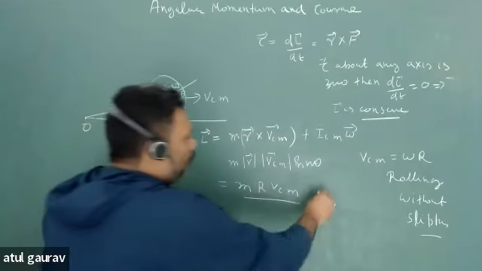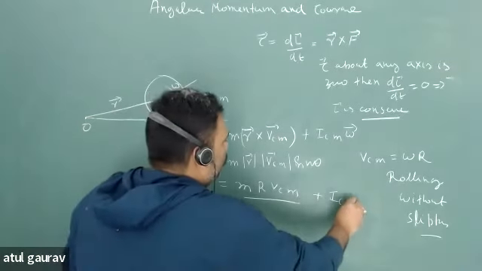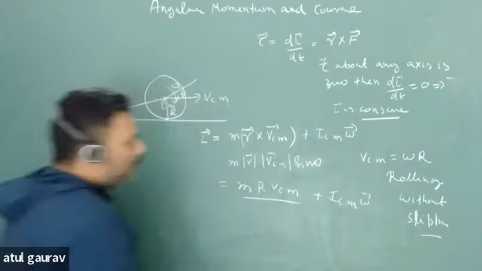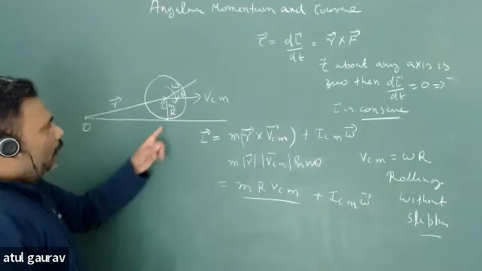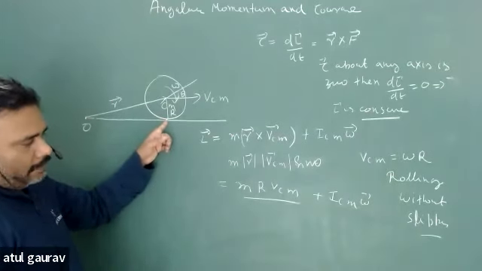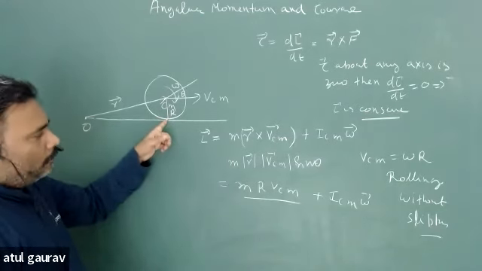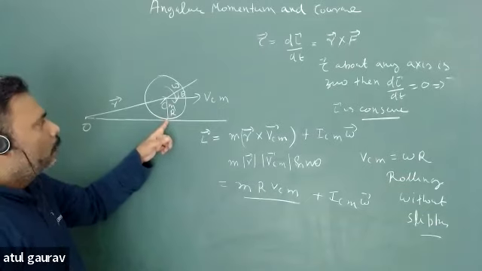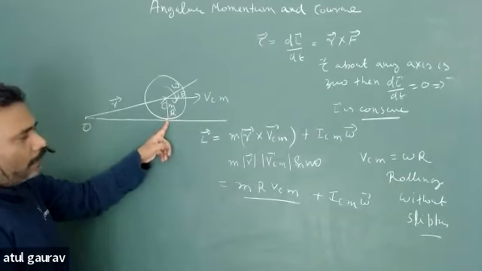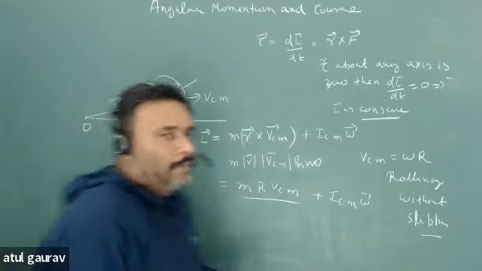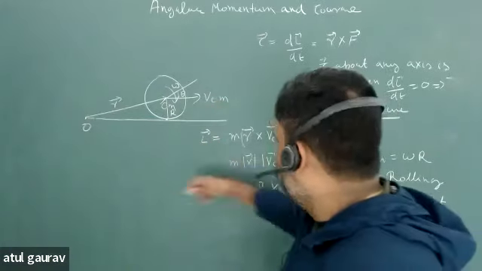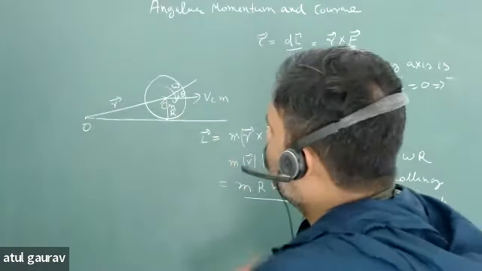Plus you can just go for ICM into omega. Now you can see this point, if I am just trying to write the angular momentum about this particular point, then what will be angular momentum about this particular point? क्या होगा जरा बताइए? Same notation से आप अगर देखना चाहते हो तो?